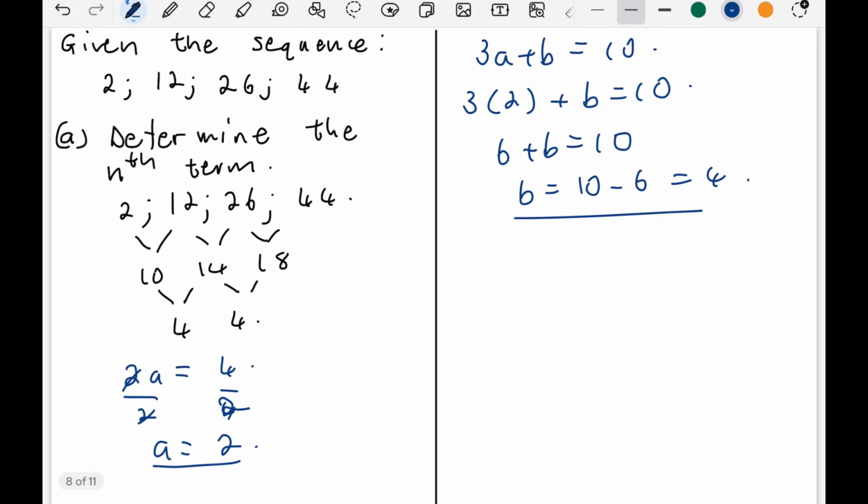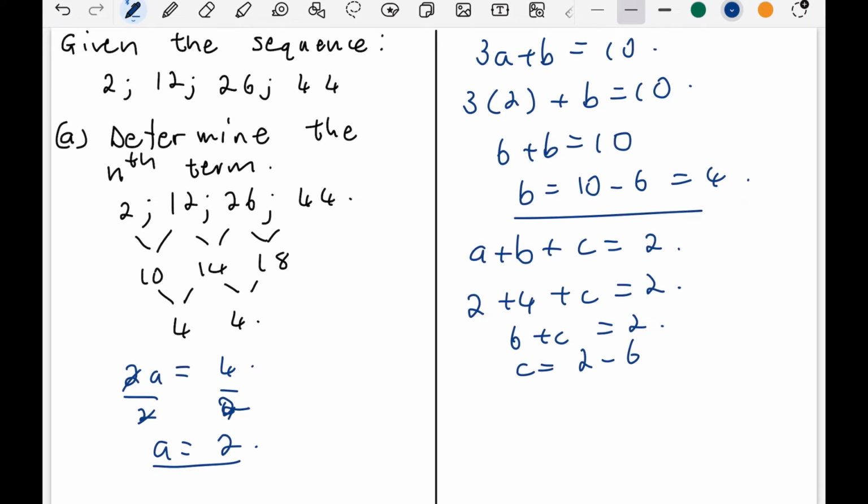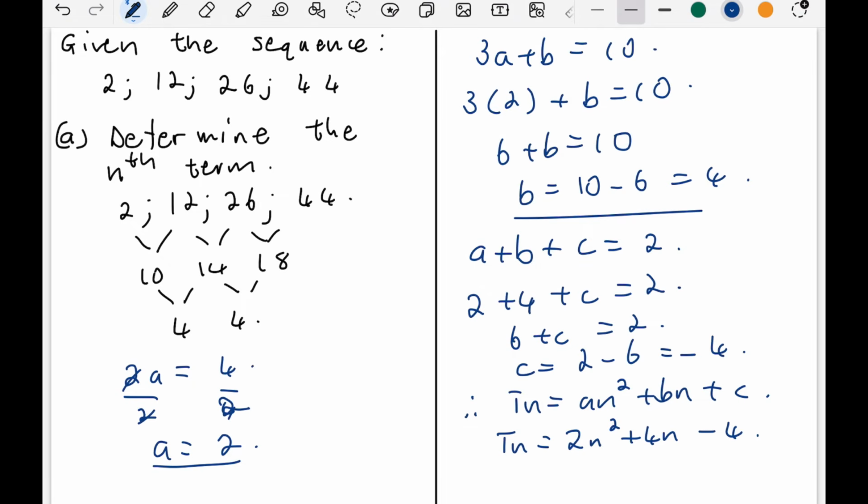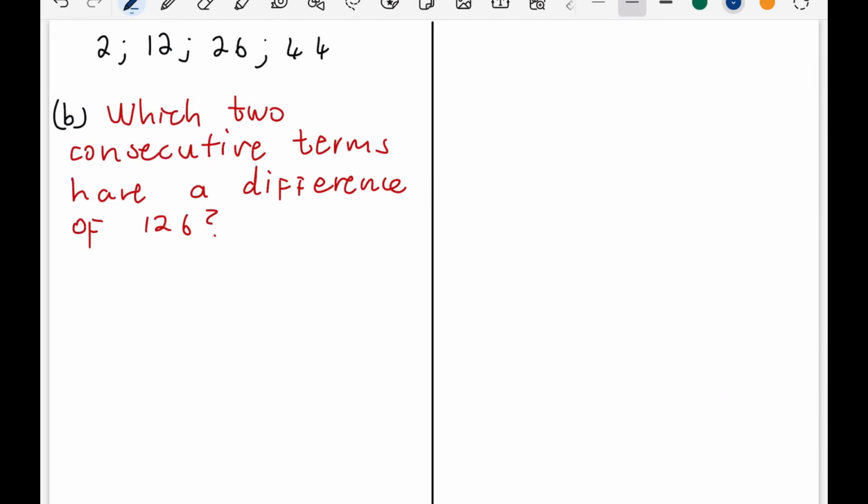Lastly, the third magic formula says a plus b plus c is always equal to the very first term, which in our case is 2. So 2 plus 4 plus c is equal to 2. So 6 plus c is equal to 2, meaning c is 2 minus 6, which is negative 4. Therefore, since Tn is equal to an squared plus bn plus c always, then Tn in our case is 2n squared, since a is 2, plus 4n, since b is 4, minus 4, since c is negative 4.